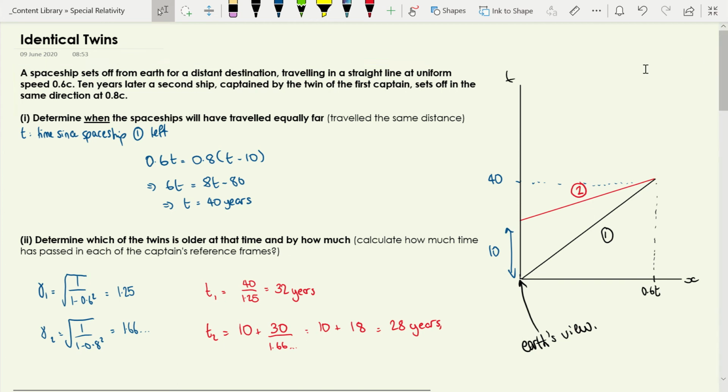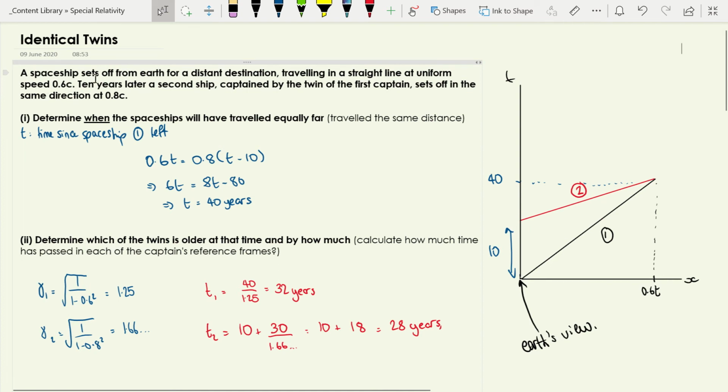Okay, so in this video, we're just going to walk through the identical twin scenarios that we looked at previously. So just to set the scene of what we were dealing with here: we've got a spaceship that sets off from Earth for a distant destination. It's traveling in a straight line at a uniform speed of 60% of the speed of light, or 0.6 c.